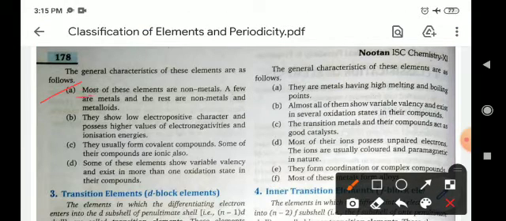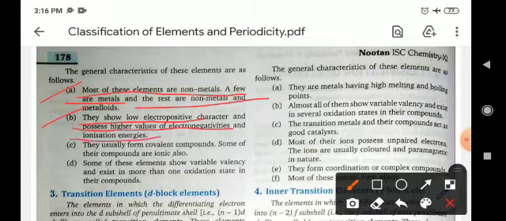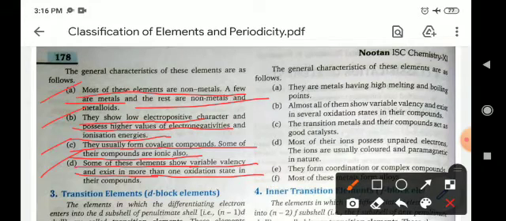So most of these elements are non-metals, a few are metals, and the rest are non-metals and metalloids. Number 2, they show low electropositive character and possess high values of electronegativities and ionization energies. Number 3, they usually form covalent compounds. Some of their compounds are ionic also. Number 4, some of these elements show variable valency and exist in more than one oxidation state in their compounds.